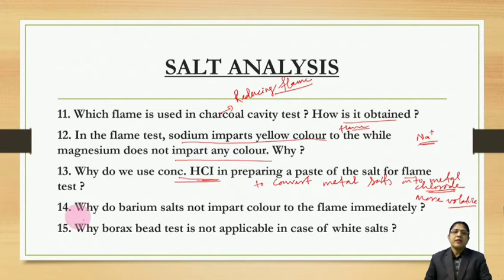Right? Then why do barium salts not impart color to the flame immediately? Because barium chloride is less volatile and imparts color to the flame after some time, right?